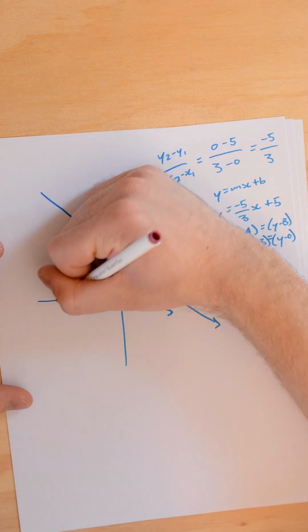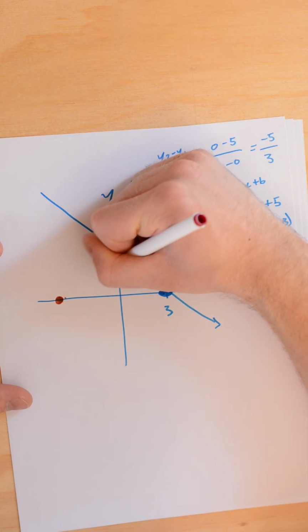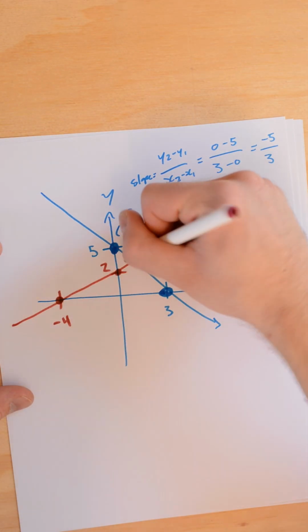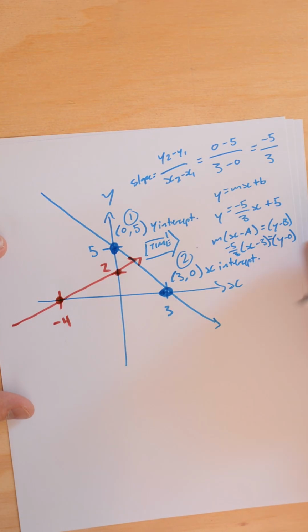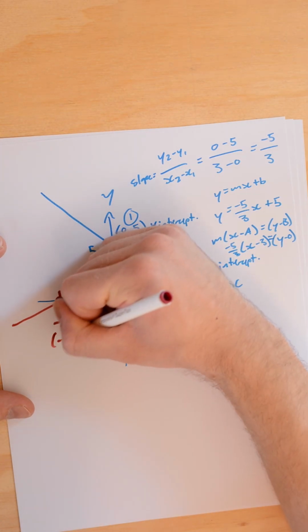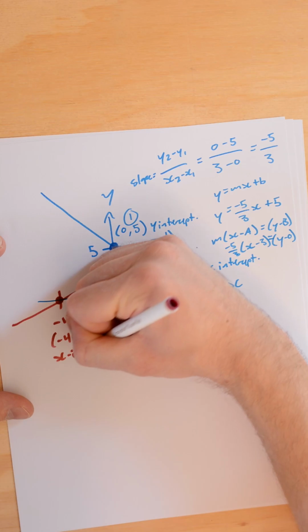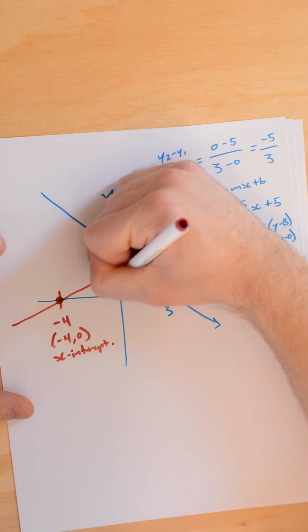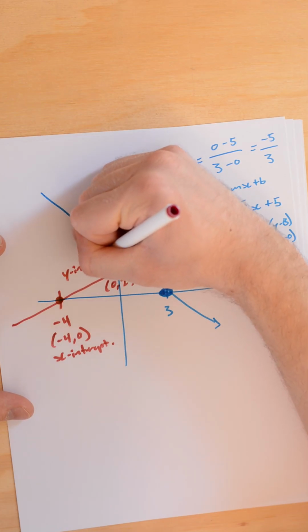If we threw another line on our graph, maybe this one, and let's say that this is 2, let's say this is negative 4, and now this is my other line. All right, so let's do this point, negative 4, 0, where y is 0, would be my x-intercept. And this point, where x is 0, y is 2, would be my y-intercept.